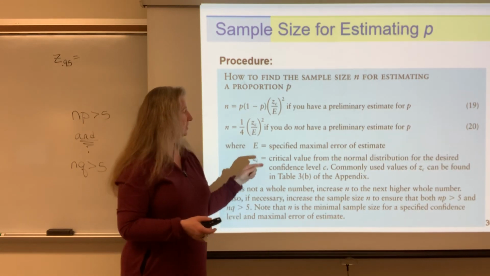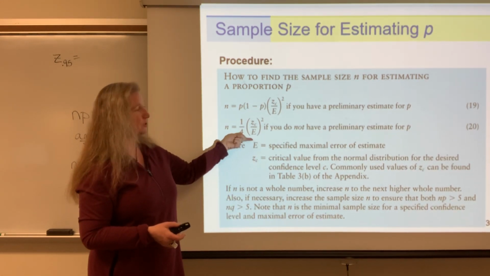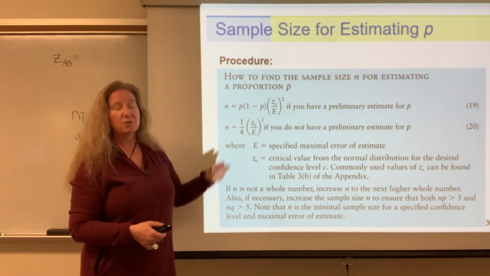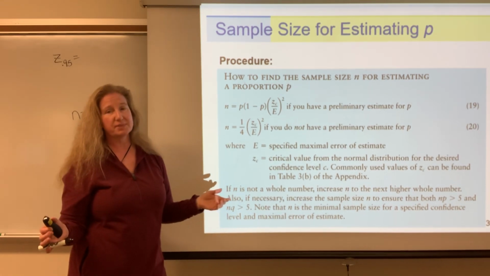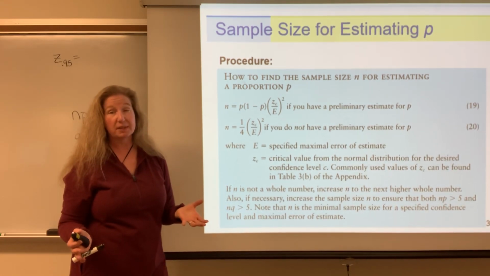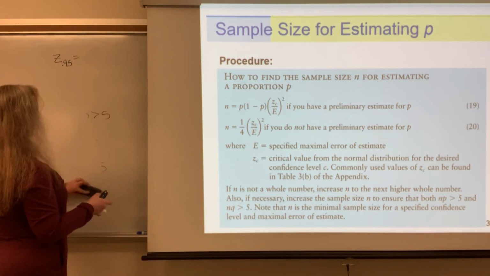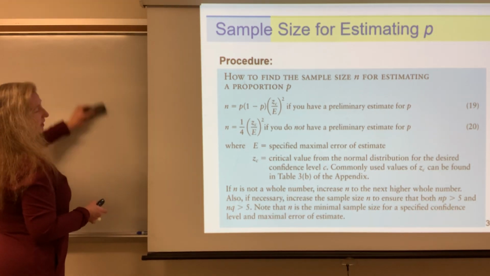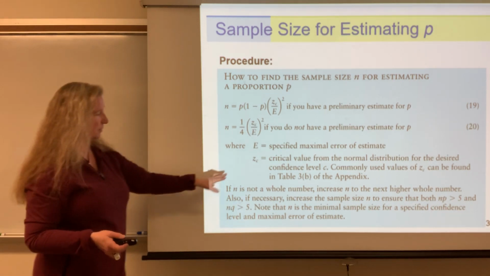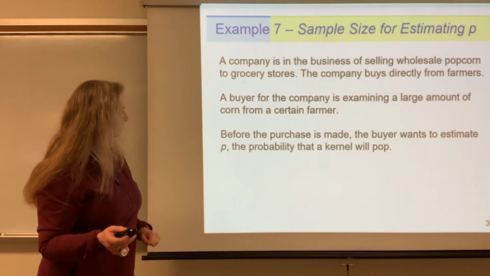What you'll notice in most cases, if we don't have a preliminary estimate, is we have to have a way bigger sample size, at least double typically. So interesting. E is the maximum error of the estimate. Z sub c is that same critical value that we get off the table.